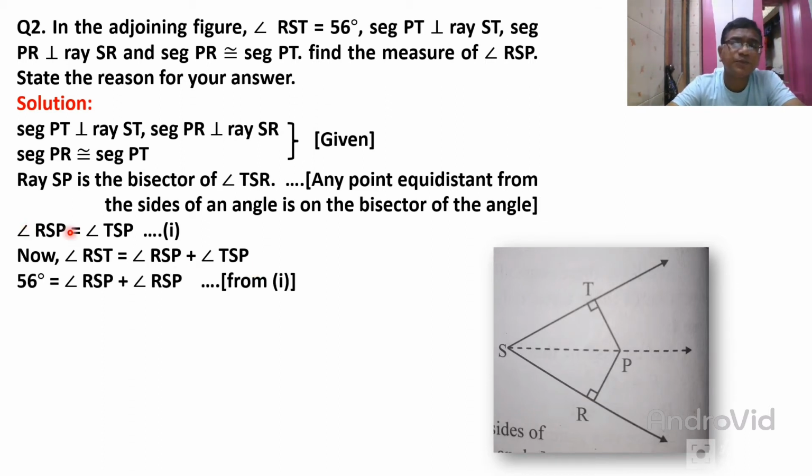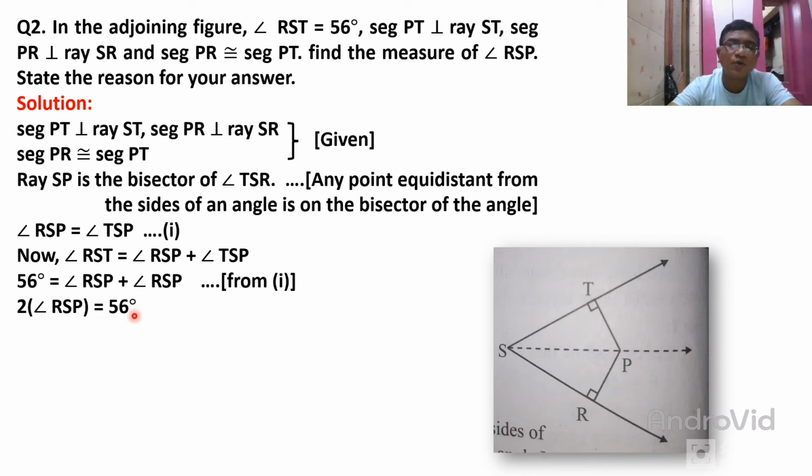So RSP is equal to TSP. So RSP remains as it is. TSP is equal to RSP. So here, instead of TSP, you write RSP. So RST is the 56 degrees written here. RSP plus RSP, how many RSP? 2 RSP. So 2 angle RSP is equal to 56 degrees. RSP plus RSP is equal to 2 angle RSP. So here is written 56 degrees.